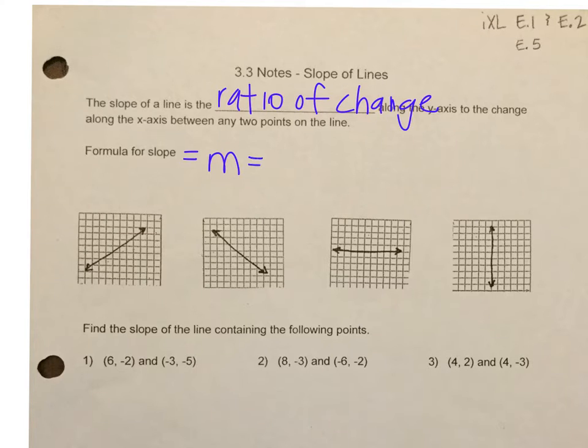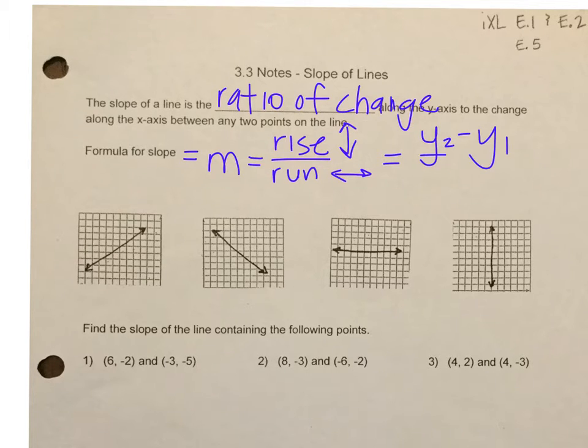When we do slope, we do rise, which would be the change in the y-axis. You rise up or down, and then rise over run. Then you go left or right. If you are given 2 coordinates, like down in number 1, 2, or 3, you have to use the formula, which is not just rise over run, but it's y2 minus y1 over x2 minus x1.